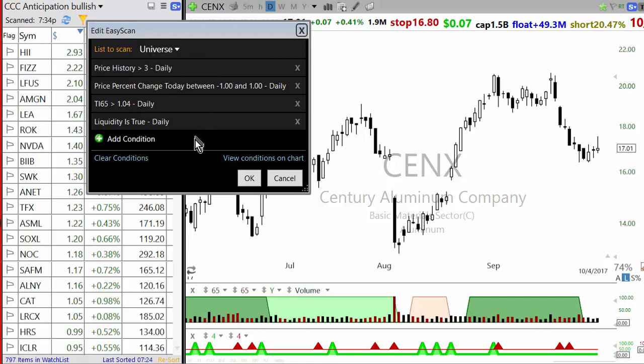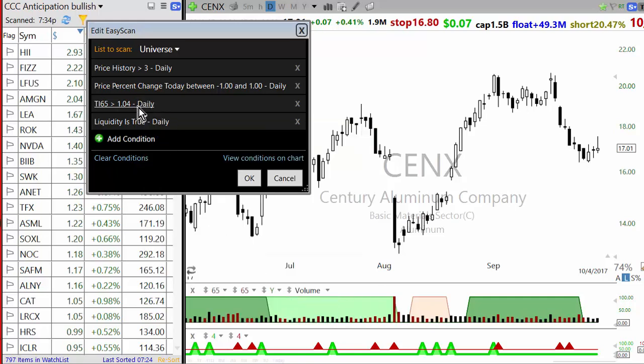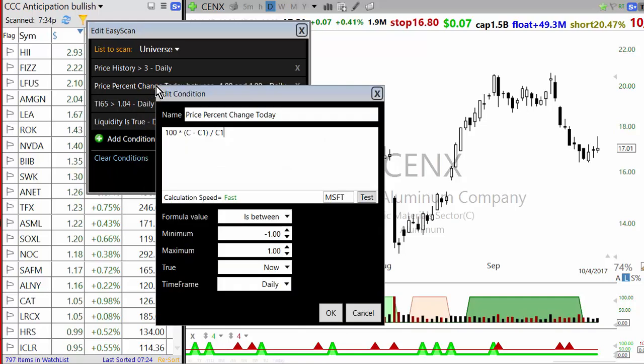stocks plus ETFs plus ADRs. Price above $3. Price percent change today is between -1 and 1%, and the trend intensity is above 1.04, and liquidity is true. Liquidity basically looks for stocks which trade 100,000 shares, and this is a system criterion in TeleChart which you can set up to be between -1 and 1%.